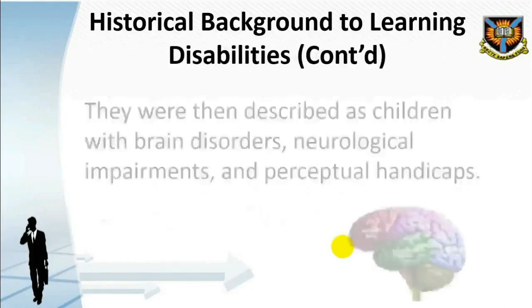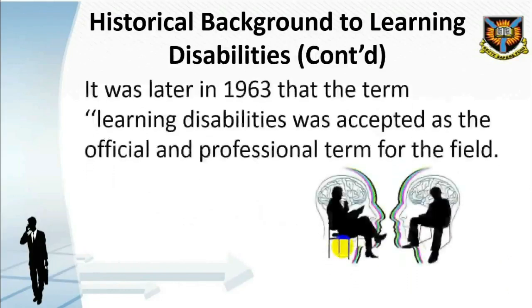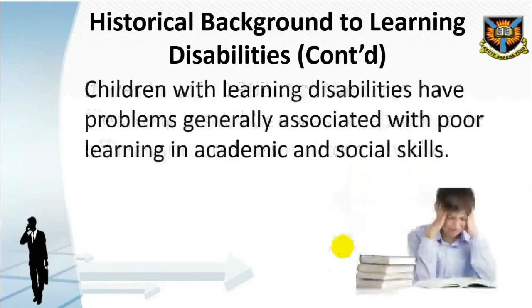They were then described as children with brain disorder, neurological impairment, and perceptual handicaps. It was later in 1963 that the term learning disabilities was accepted as the official and professional term for the field. Children with learning disabilities have problems generally associated with poor learning in academic and social skills.